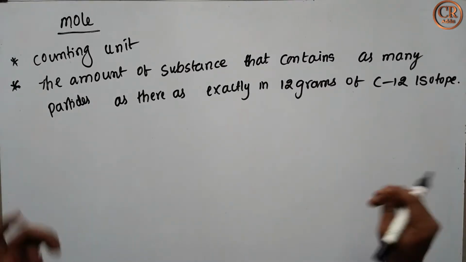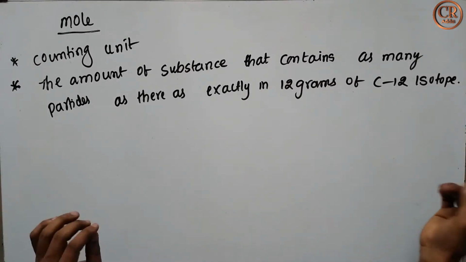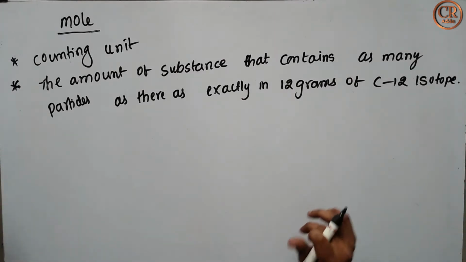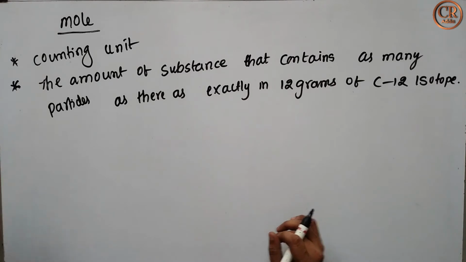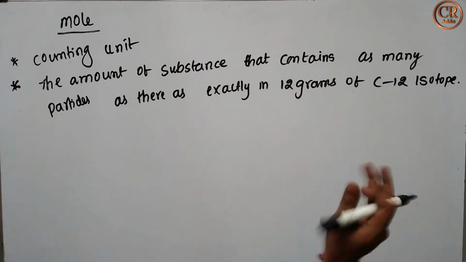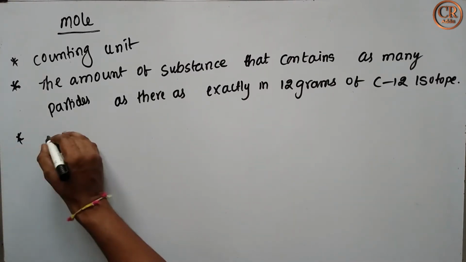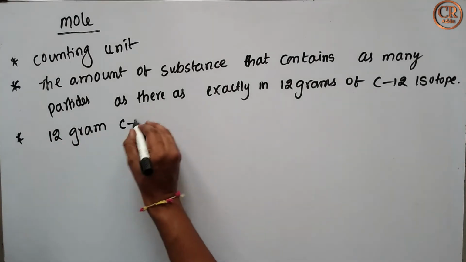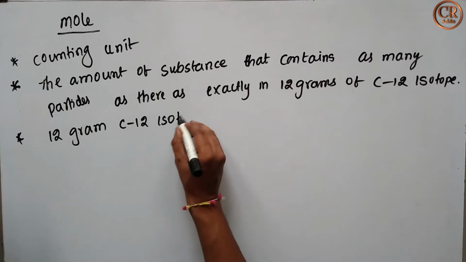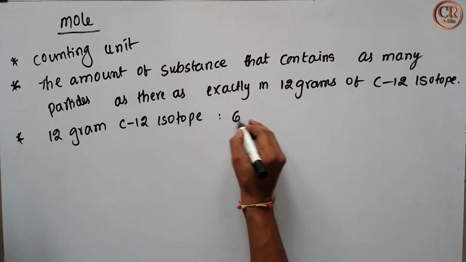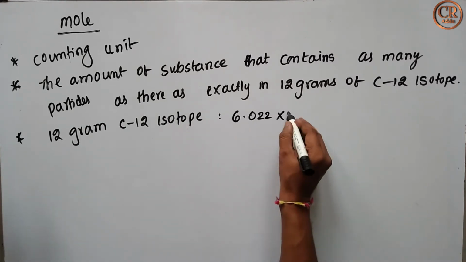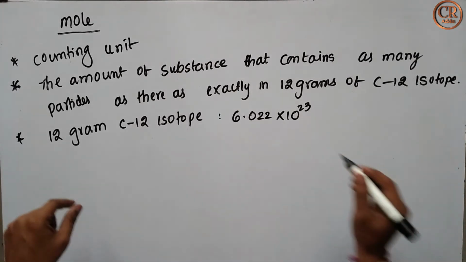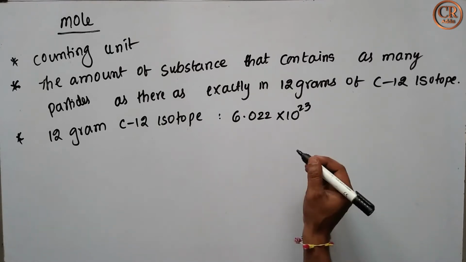Simply we can say the number of particles which are present in 12 grams of C12 isotope is called 1 mole. Then here question is, how many particles are present in 12 grams of C12 isotope? Here 12 grams C12 isotope has 6.022 into 10 power 23.